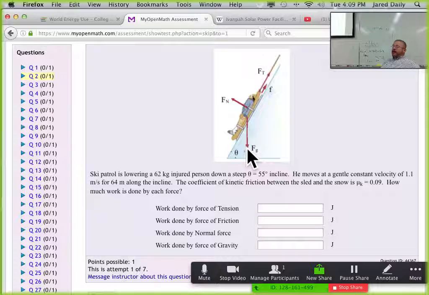When it gets down here, its energy is all kinetic energy. The total energy has changed all to kinetic energy, which is 1/2 mv². But we really don't need that unless they ask us for the velocity, do they? They do. Yes. So we're going to need that. So from here to here, this energy turns into this energy.